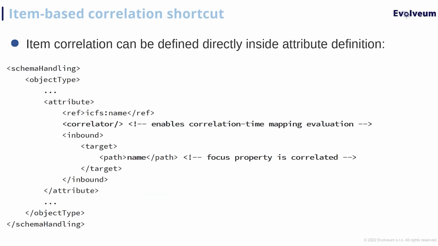Item-based correlation can be specified in a couple ways: in a template, in a resource mapping, of course, but you can also put it directly into the attribute here, which is probably the shortest way, but least flexible. It always depends whether you need some fuzzy matching or something else. But if you need just a pure match, then you can simply say that the attribute, like name, which is a resource attribute, is correlated, and it will automatically take this name focus property and correlate it with the actual focus property from the object in midPoint.